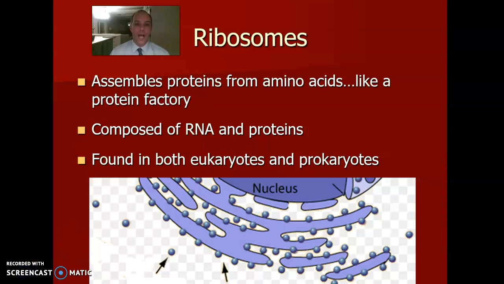So now to ribosomes. Ribosomes assemble proteins from amino acids, like a protein factory. They're composed of RNA. RNA stands for ribonucleic acid. DNA, deoxyribonucleic acid, RNA, ribonucleic acid, and proteins. They're found in both eukaryotic and prokaryotic cells. Remember that eukaryotic cells have a nucleus. Prokaryotes do not. So if we look down here, you can see the ribosomes are these little, what's sometimes called studs, or these little balls, all over the endoplasmic reticulum. When they're on the endoplasmic reticulum, it's called the rough ER. When they're not there, it's called the smooth, because they're not studded or bumpy. All right, so ribosomes assemble proteins.